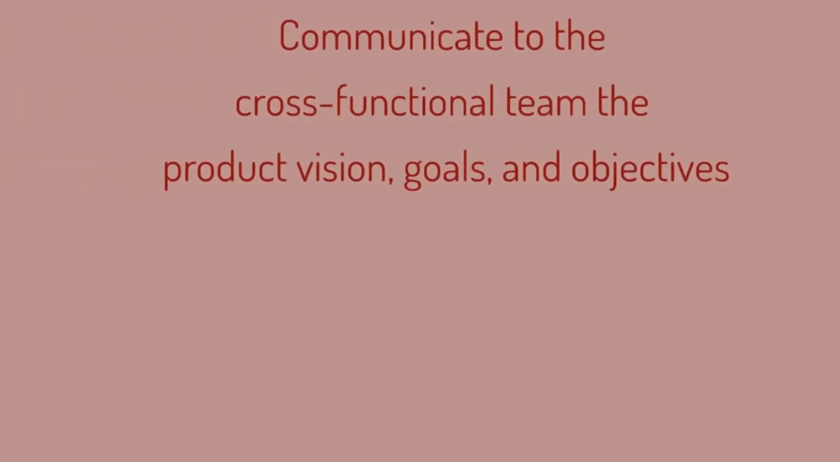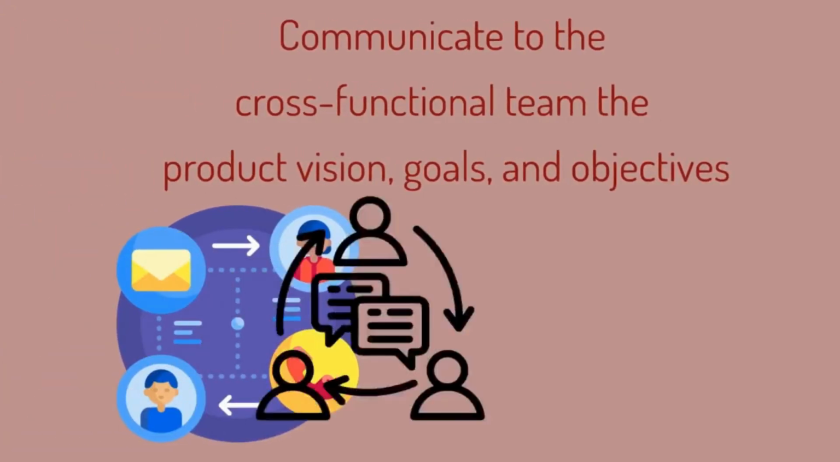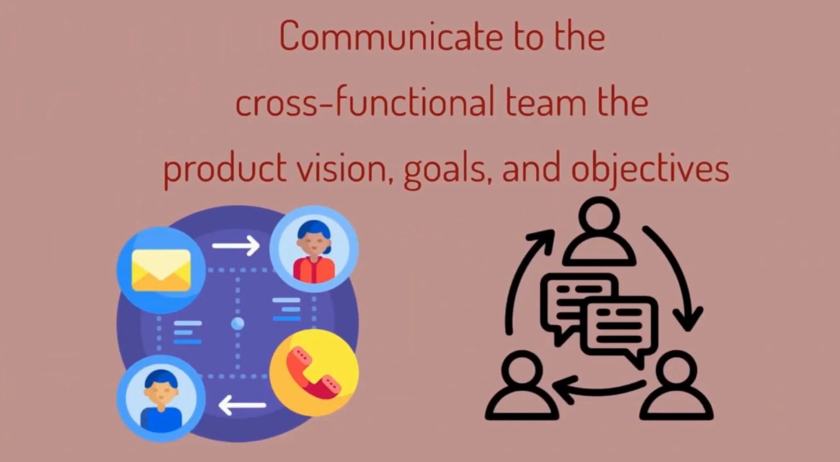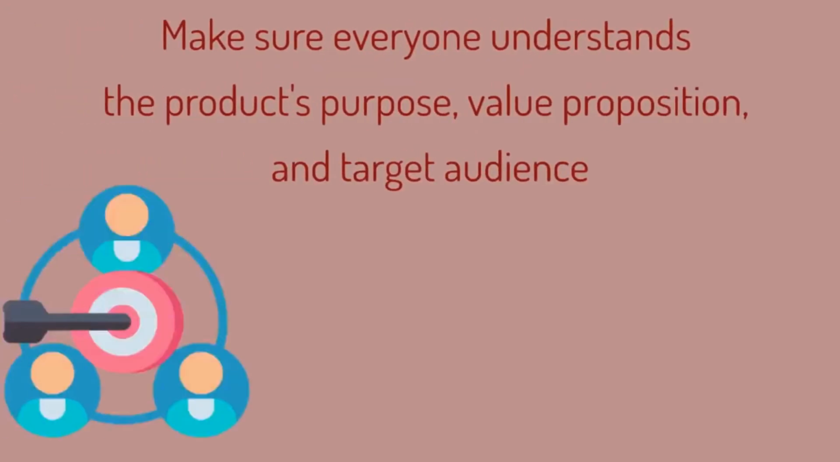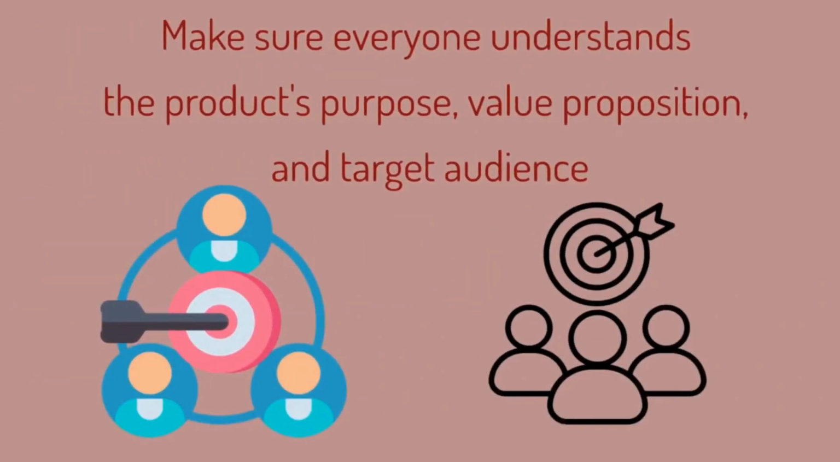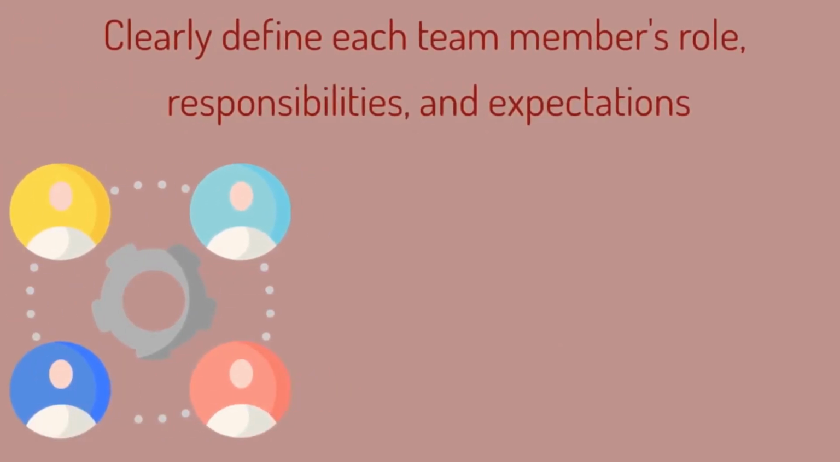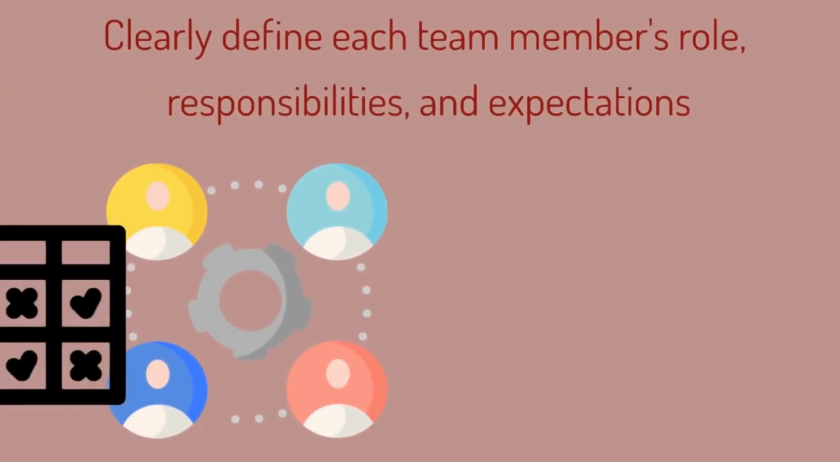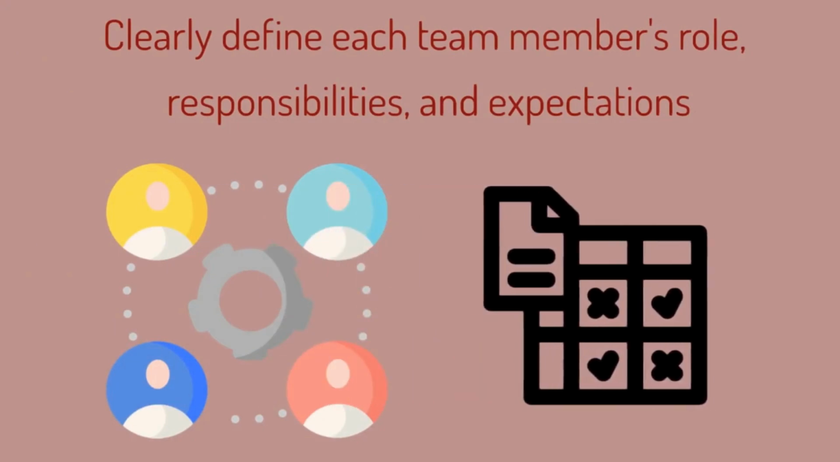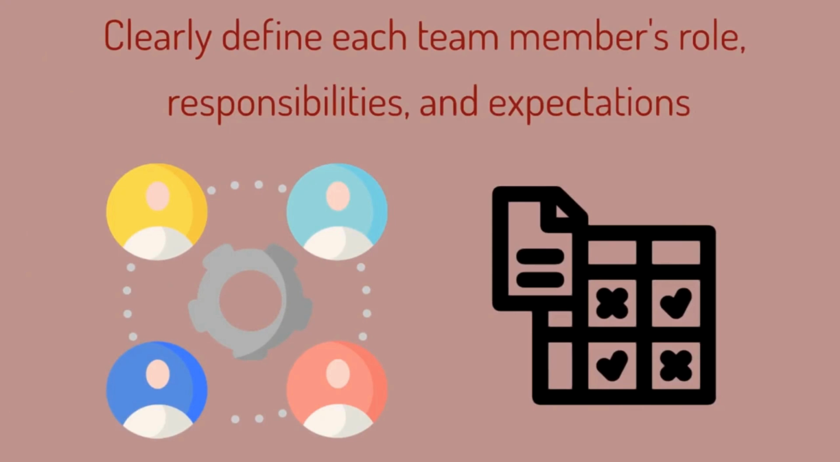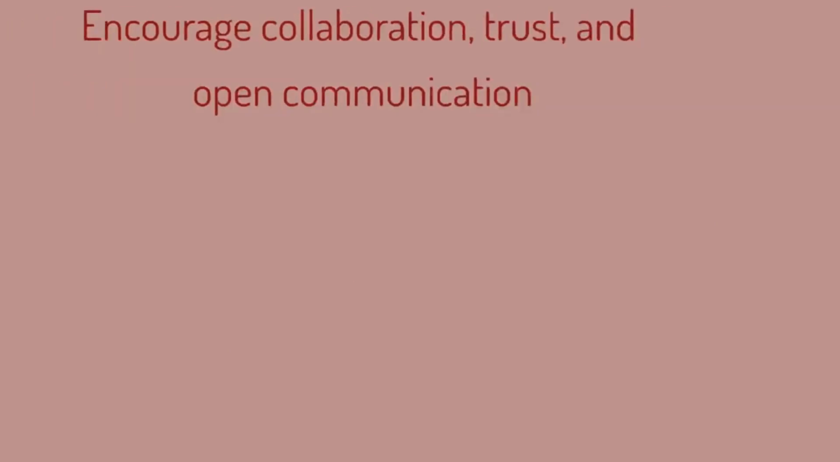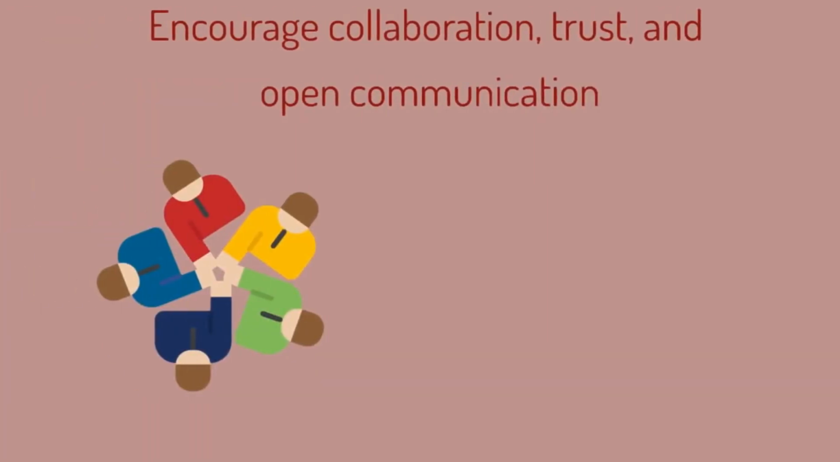Communicate to the cross-functional team the product vision, goals, and objectives. Make sure everyone understands the product's purpose, value proposition, and target audience. Clearly define each team member's responsibility and expectation. All stakeholders in product development should be included, including product managers, designers, developers, QA engineers, marketers, and other stakeholders. Encourage collaboration, trust, and open communication.